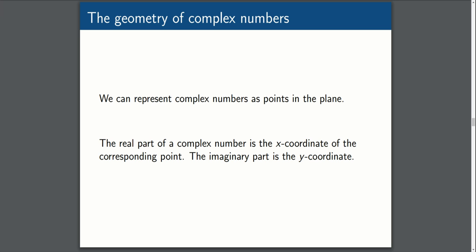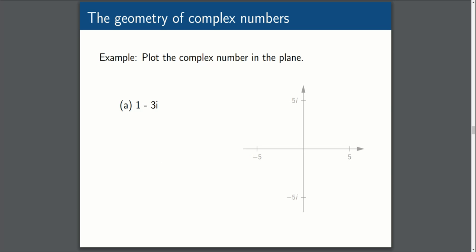Let's take a look at an example of graphing complex numbers. The first number I want to graph is 1 minus 3i. I did that here. So the x-coordinate is given by the real part, 1. The y-coordinate is given by the imaginary part, minus 3. Second point. Let's take a look at the graph of minus 2 plus 2i. You can see that point graphed here. I have the real part, negative 2, as my x-coordinate. The imaginary part, 2, gives me my y-coordinate.